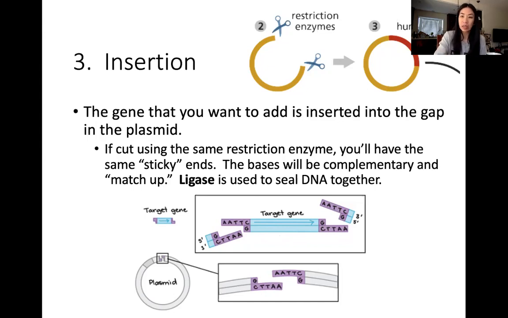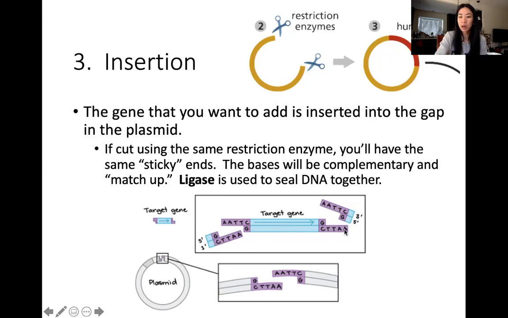Ligase is an enzyme that is used to seal the DNA together. So if the target gene is cut by a restriction enzyme, you have these sticky ends. If the plasmid is cut by that same restriction enzyme, you have the same sticky ends. So this AATT on the target gene is going to want to come in and base pair with the TTAA on the plasmid. And on the other side of the target gene, same thing.